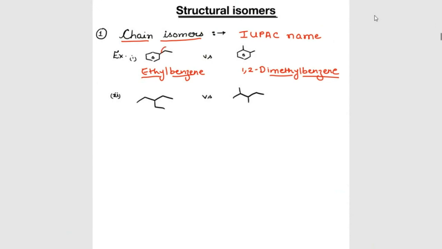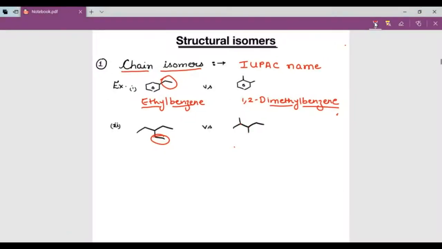So this is ethyl benzene, with the root word remaining benzene in both. But ethyl is changed to dimethyl, so they are chain isomers. Same case, please practice this by yourself. Ethyl benzene, ethyl pentane, dimethyl pentane. Okay, so they are the same. Both are similar examples, and both have similar behavior in that they are chain isomers.